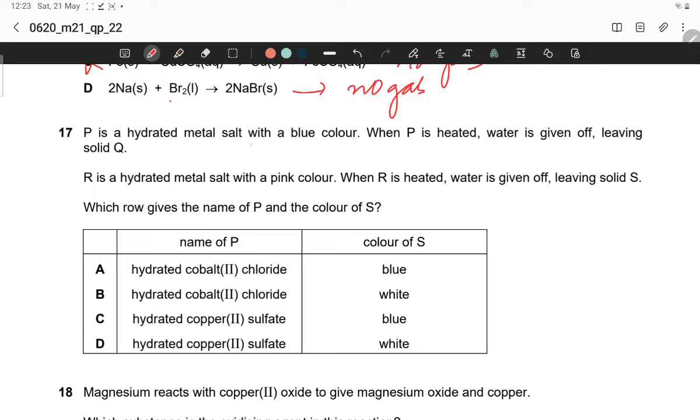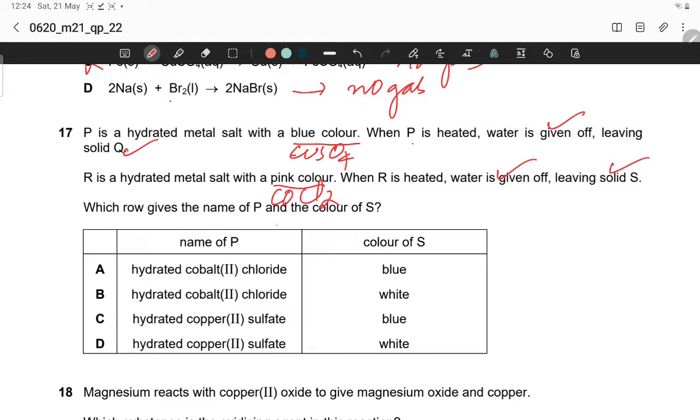P is a hydrated metal salt with a blue color. When P is heated, water is given off, leaving solid Q. R is a hydrated metal salt with a pink color. This is hydrated copper sulfate, and this is hydrated cobalt chloride. When P is heated, water is given off, leaving solid Q. When R is heated, water is given off, leaving solid S.